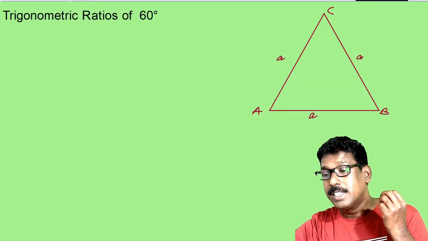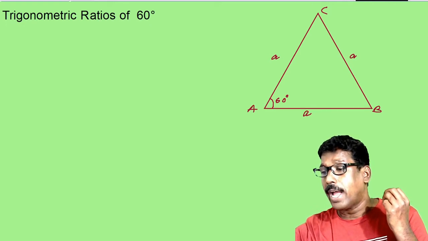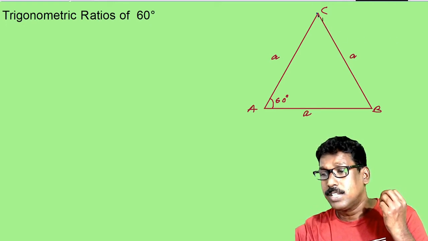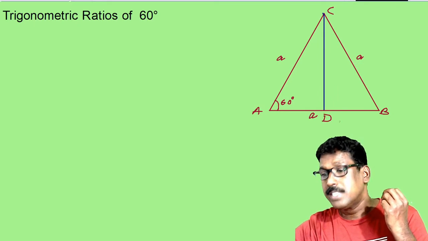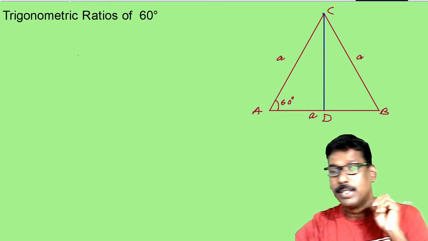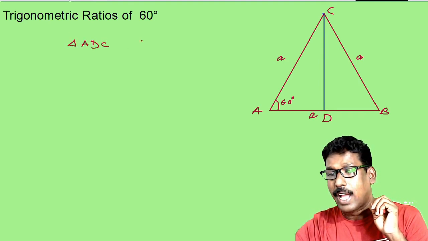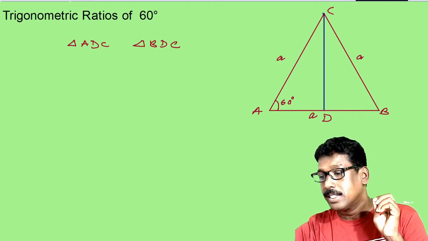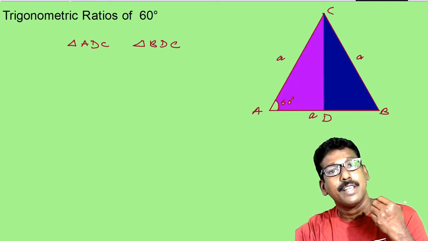That is, each angle you can take as 60 degrees. Now, let me drop a perpendicular from C to AB. Let it be D. That means CD is perpendicular to AB. Then what about triangle ADC and triangle BDC? That is, triangle ADC is this triangle and triangle BDC is the other triangle.